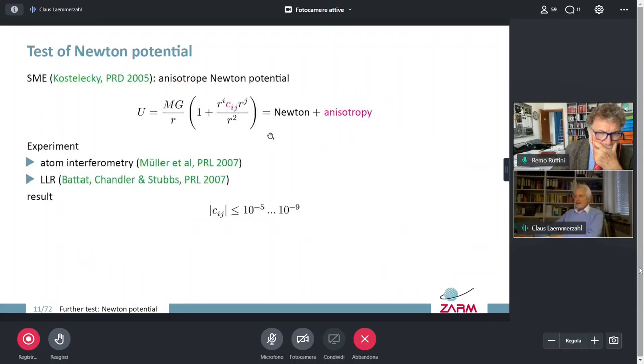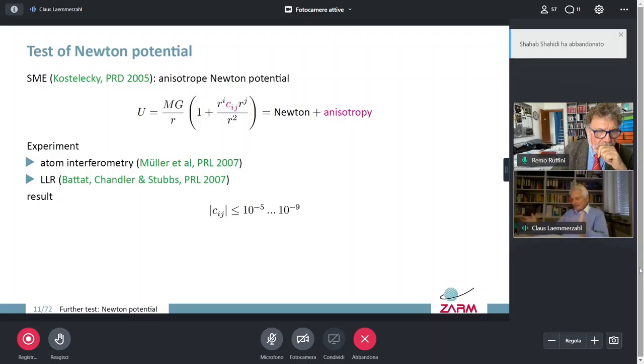One also may discuss anisotropic effects in the deviations from Newtonian gravitational fields. This has been developed within a framework of Kostelecky, discussing quantized gravity effects which may depend on breaking of Lorentz invariance, and this has been tested by atom interferometry and with lunar laser ranging very quickly after the proposal, and the result is that all the coefficients are smaller than 10^-5 to 10^-9.